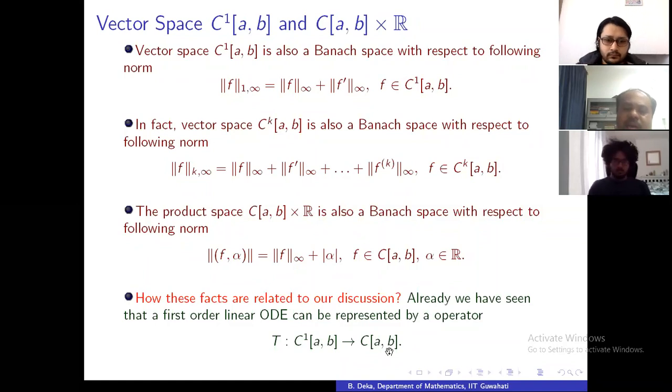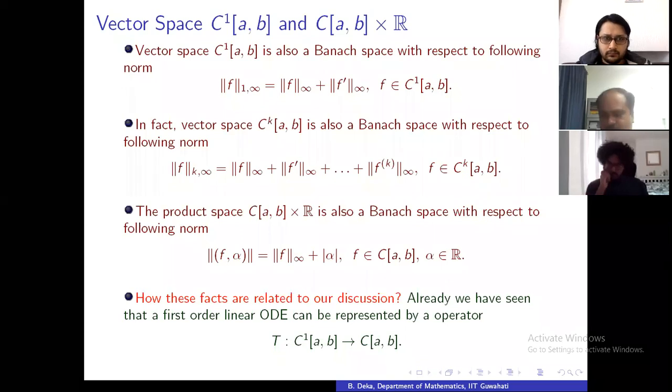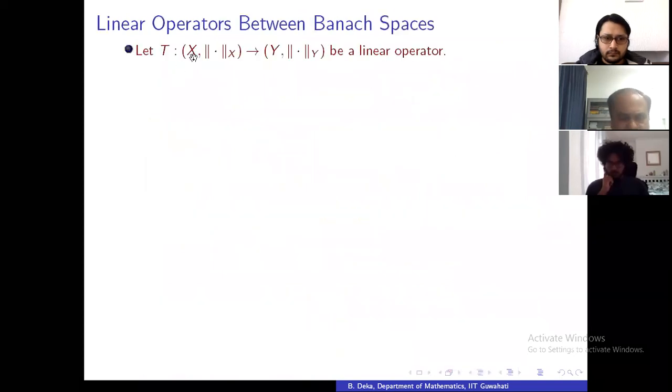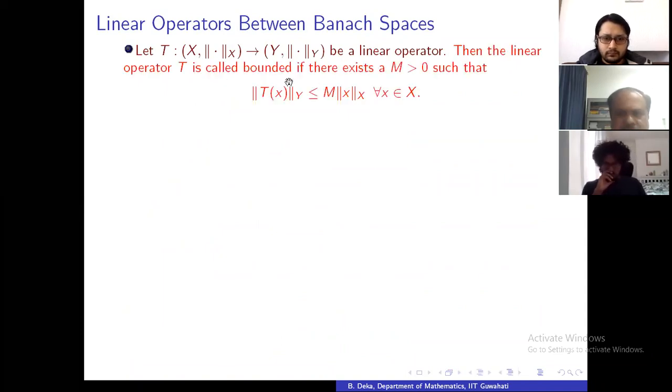So what I mean to say is that discussing the qualitative properties of a differential equation has now reduced to discussing the qualitative properties of a linear operator between two Banach spaces. So now we'll move into that; we'll try to characterize the operator between Banach spaces. Then again, I'll come back to our initial value problem, the original problem, right? Now suppose X is a normed linear space and Y is a normed linear space. Then the operator T is said to be a bounded linear operator if it satisfies this condition. That means T is a mapping from X to Y, and T is said to be bounded if the norm of Tx is less than or equal to this.